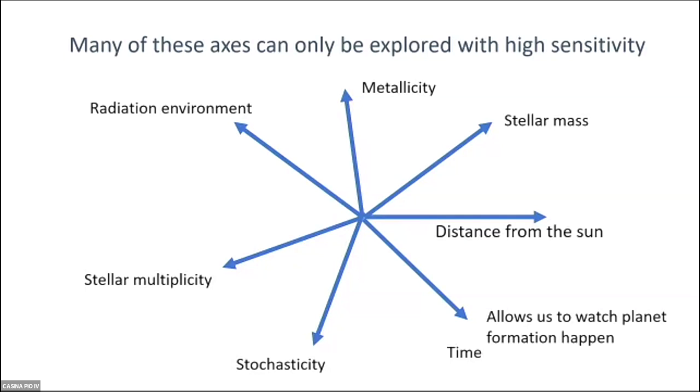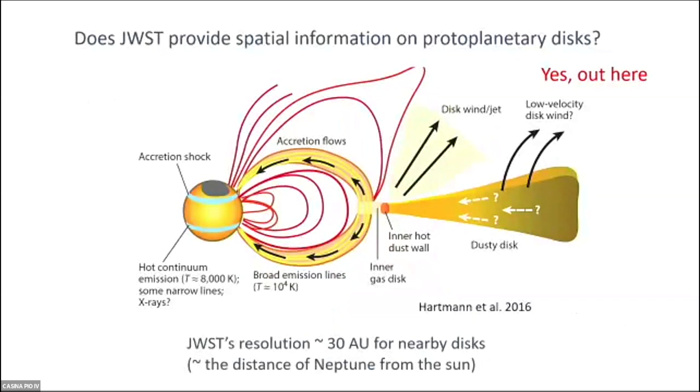And then, of course, JWST is really sensitive, and that's what's allowing us to explore these different axes. We were really kind of stuck on one end of a lot of these axes when it came to Spitzer. Now, the main thrust of my talk is not going to be about spatial information, but I just want to say, because I do get asked, can you spatially resolve the disks? The answer is sort of.